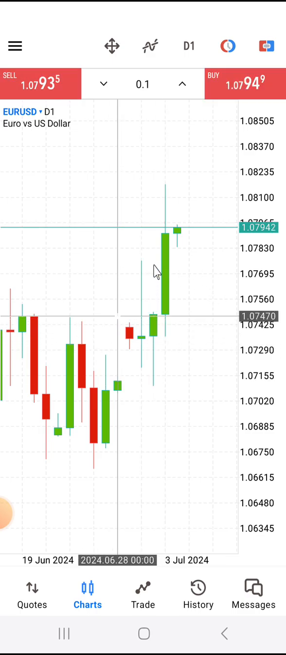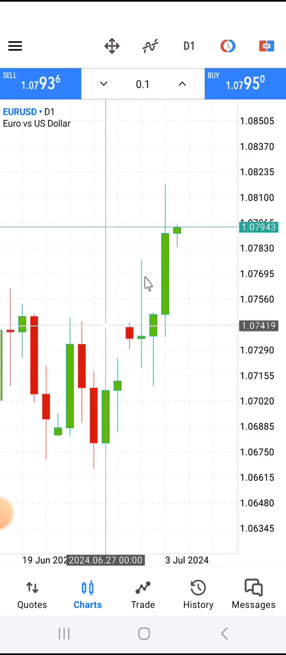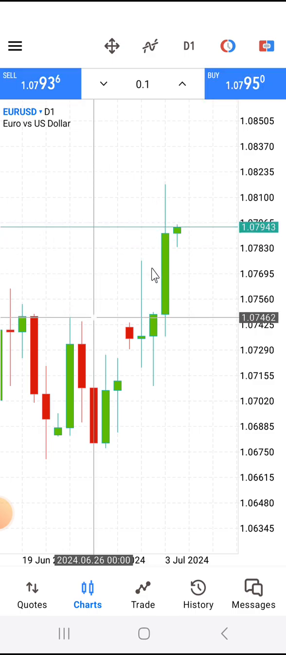This was the opening price, okay? And the price came as low as this point, and then the price went as high as this point, and then it dropped a little and then it closed here. So for the bullish candle, always the closing price is above the opening price. So you must take note.